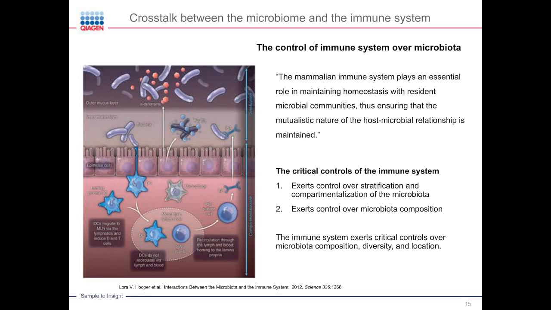So it is very important for the host immune system to maintain homeostasis with the resident microbial communities, ensuring that the mutualistic nature of the host-commensal microorganism relationship is maintained. The immune system also needs to exert critical control over the stratification and compartmentalization of the microbiota. It also exerts control over the microbiota composition, which controls the diversity and location of the microbiota. This can be done through sensors of the innate immune system or a number of innate effector molecules. It may also be done through T and B cells.